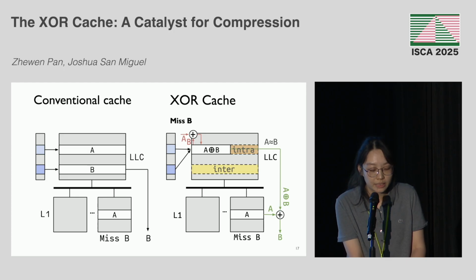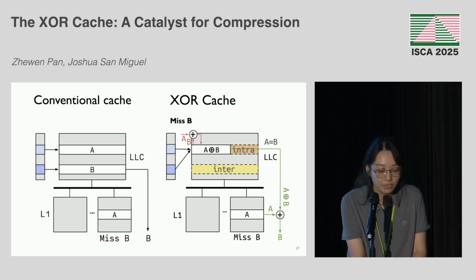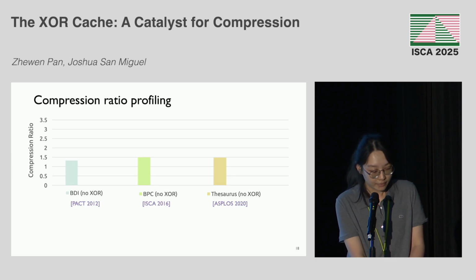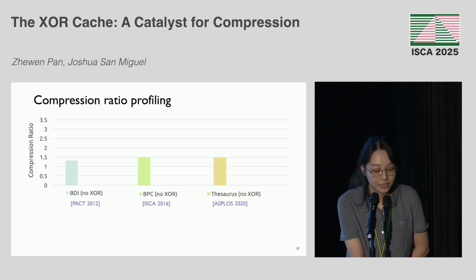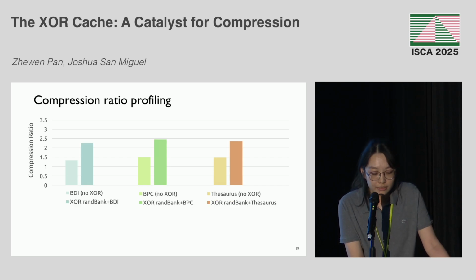Before we talk about its implementation, let's zoom in a bit to characterize XOR cache compression ratio, particularly how to find good candidate lines to XOR with. We consider 3 cache compression baselines: Base-Delta-Immediate, Base-Bit-Plane Compression, and Thesaurus. We profiled their compression ratio by analyzing LLC snapshots when running representative benchmarks. If we randomly select every 2 lines to be XORed, we will achieve some compression ratio boost. But can we do better?